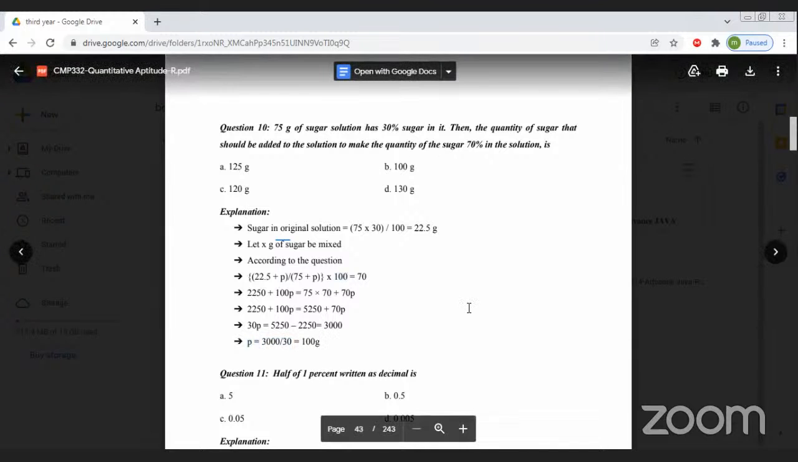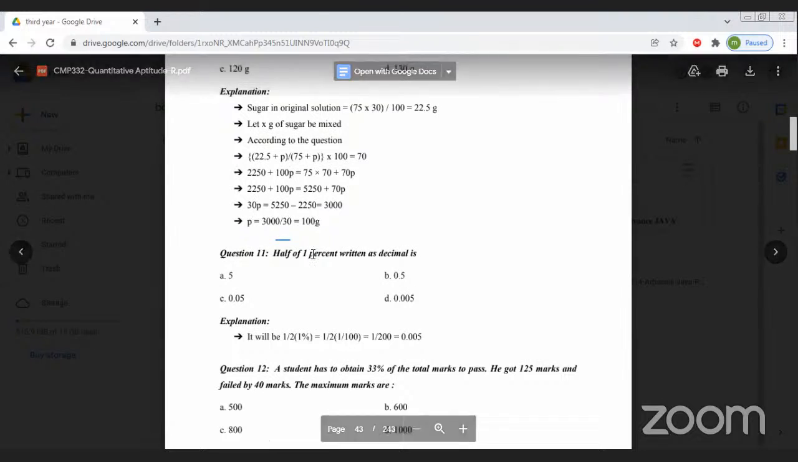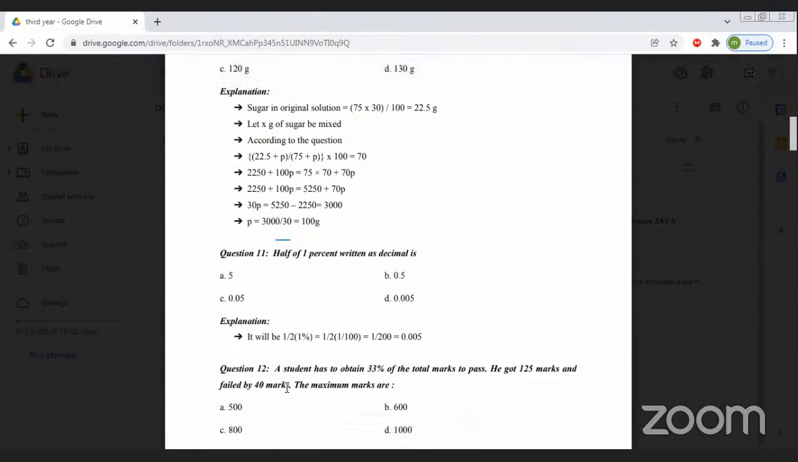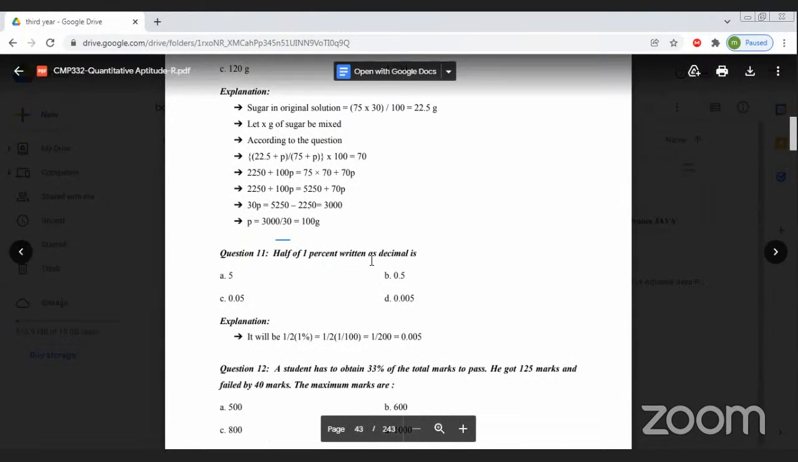You need to select the option. Half of 1% written as decimal: half of 1%, of comes here, so it will be half of 1%. So 1 upon 100, so it will be 1 upon 200, that is 0.005.